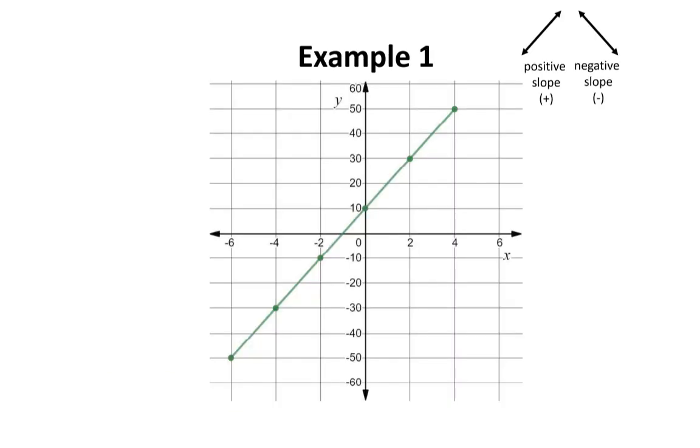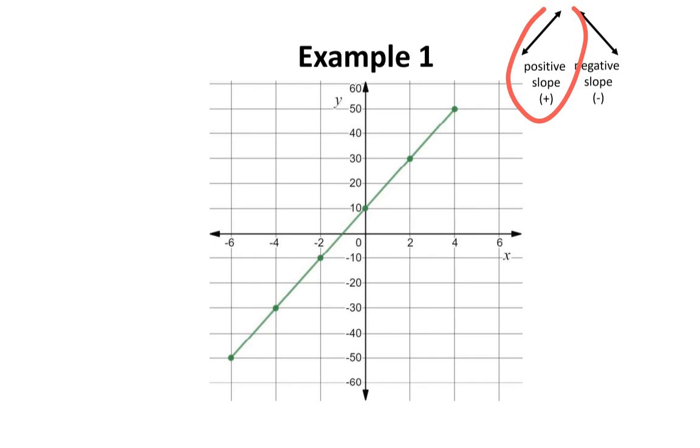In our first example, we need to find the slope of this green line. Take a minute to look at its shape. Is the line pointing upwards or is it pointing downwards? It is pointing upwards, which means it must have a positive slope.